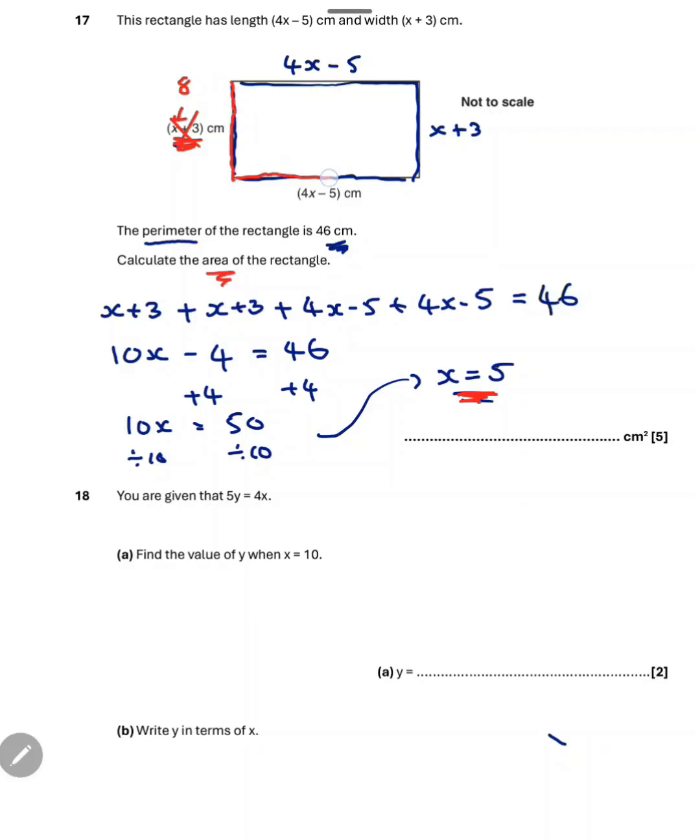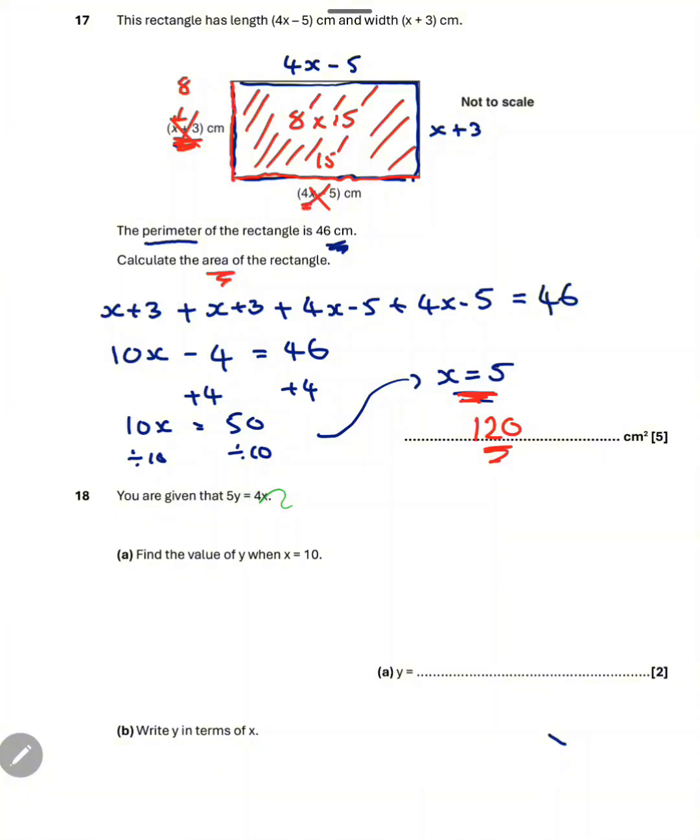I can now look at this side as well. And if x is 5, this becomes 4 5s, which is 20. Then take away 5, that is 15. So now I can get the area of the rectangle. It's just 8 times 5, base times height for area of a rectangle. So 8 times 15, not 8 times 5. And 8 times 15 is 120. Bash that into a calculator.